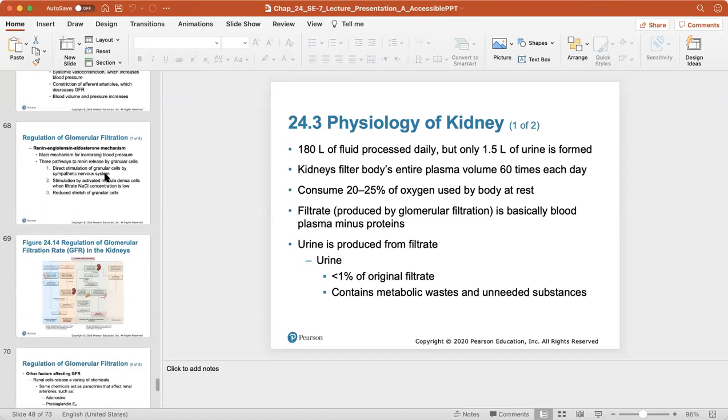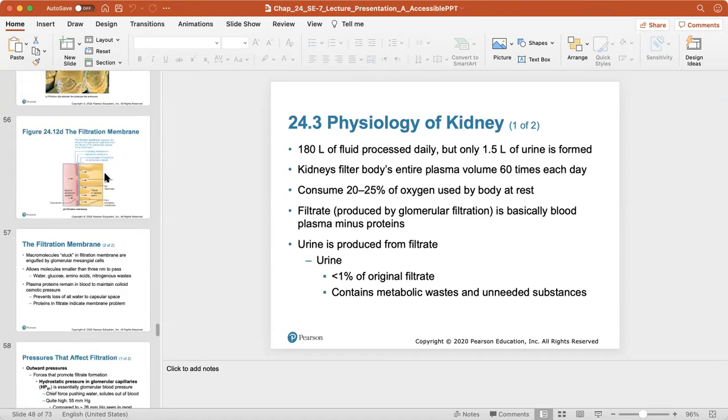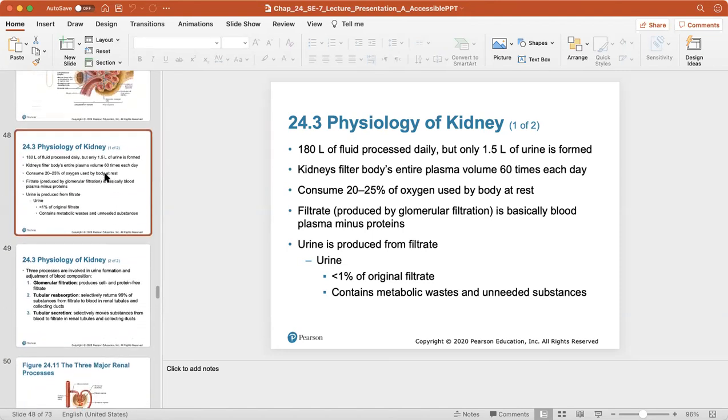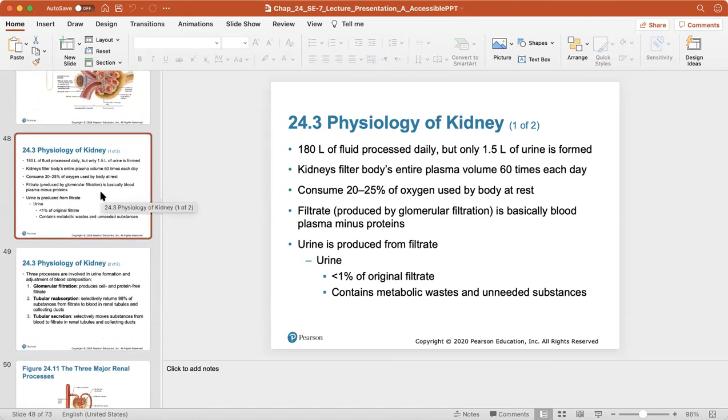This chapter is divided into two parts. The first half of part A goes through the anatomy of the kidney, and we're going to pick up in the middle of that first part where we talk about the physiology of the kidney. We'll keep it pretty simple, and I'll try to stick to the basic points that I want you to know about the physiology of the kidney, but we'll use both parts A and B for this as well.